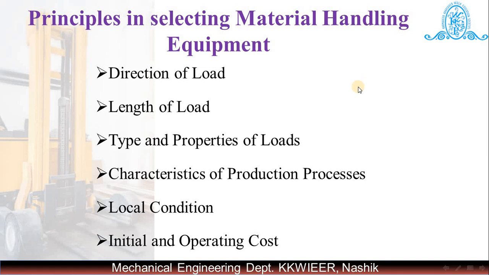So different material handling equipment will be required. Based on the direction, we have to select the equipment. The principle of selection depends first on the direction of the load. Second is the length of the load. Length of the load is of much importance, because it determines for how much distance we have to transfer the load, whether it is too small or too long. Based on that, the type of hoisting equipment depends.